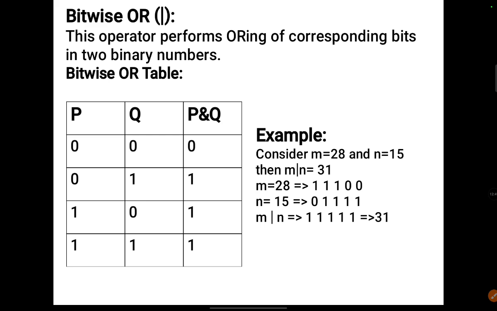Example, consider m is equals to 28 and n is equals to 15. Then m | n is equals to 31. M is equals to 28, n is equals to 15. M OR n gives 31.